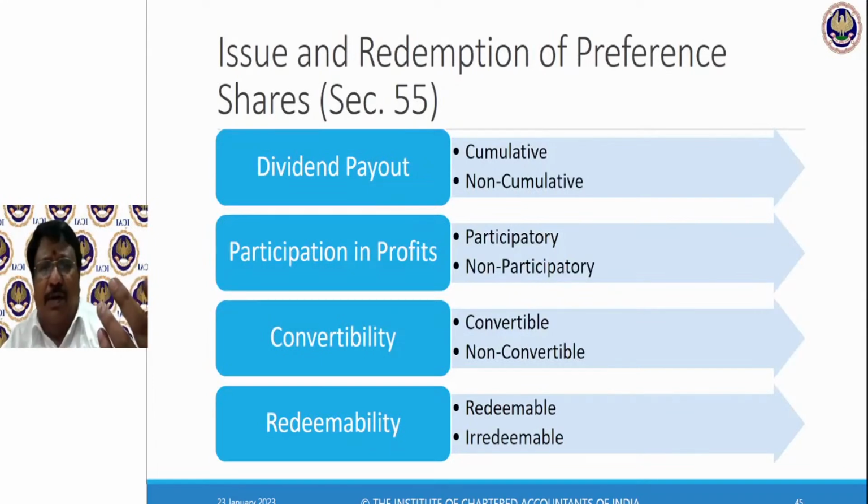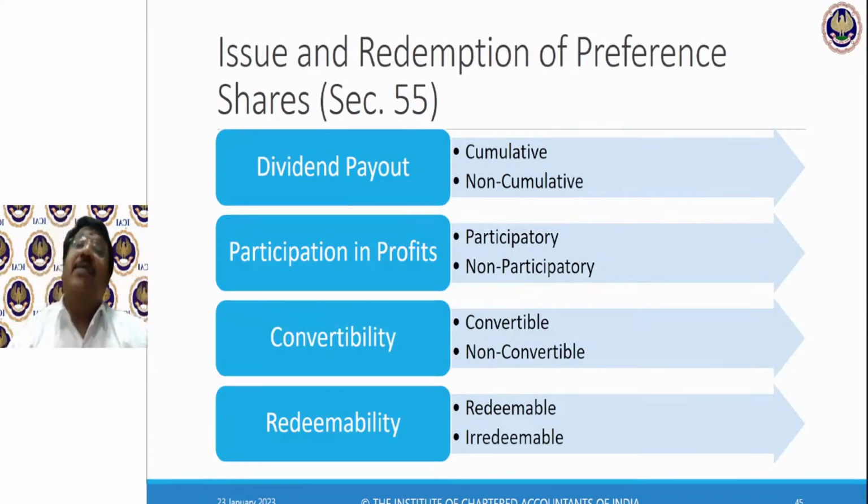Participatory and non-participatory: normally preference shareholders will be paid dividend first. They get priority, preference in payment of dividend. After the preference shareholders have been paid, if there is a profit, equity will get. Now, after paying equity dividend, if something is still left over, participatory preference shareholders will get an additional dividend.